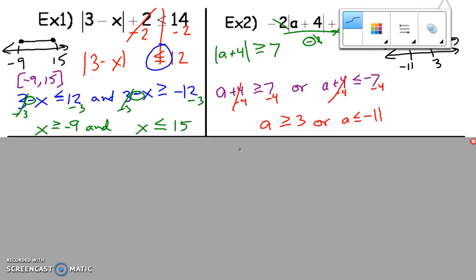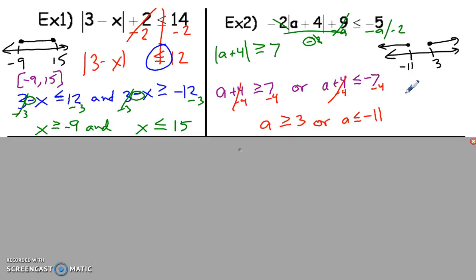And again, let me get my blue pen here. In interval notation, negative infinity to negative 11, bracket, with the U for union of the two sets, bracket, 3, comma, infinity with a parenthesis. So there's our interval notation.